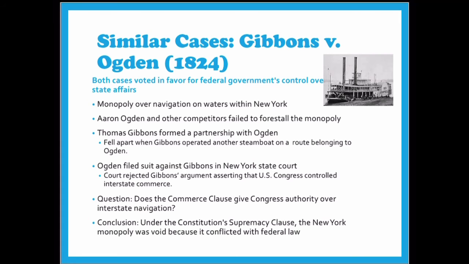under a federal coastal license, and he formed a partnership with Ogden, which soon fell apart after 3 years when Gibbons operated another steamboat on the New York route belonging to Ogden. Ogden filed a suit against Gibbons in the New York court, and he received a permanent injunction. The New York State Court rejected Gibbons' arguments, asserting that the U.S. Congress controlled interstate commerce. So the question here was, does the Commerce Clause give Congress authority over interstate navigation?